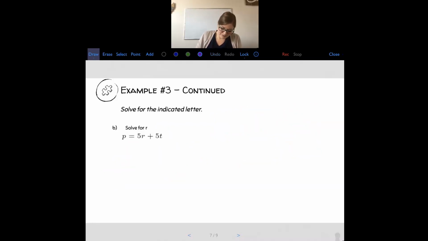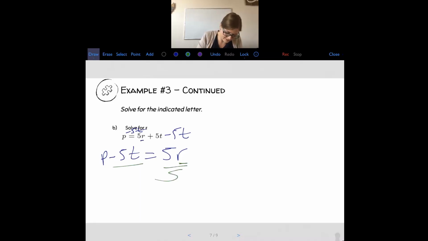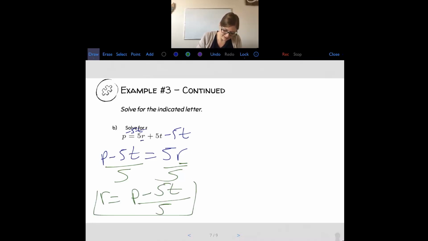All right, the last example, solving for the indicated letter. Here we're asked to solve for R. So again, we first move terms that are being added and subtracted. So we'll subtract 5T from both sides. So we have P minus 5T equals 5R. We're still solving for R, and R is being multiplied by 5, so we divide. Okay, so we have R is equal to P minus 5T over 5. Okay, this is the final answer.